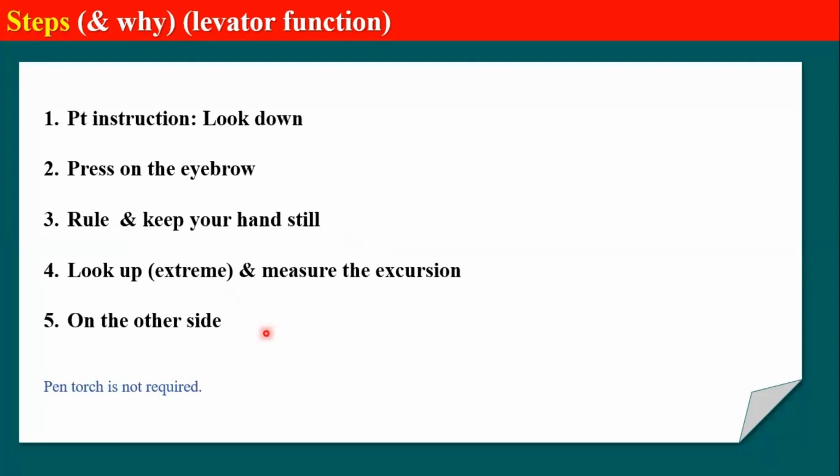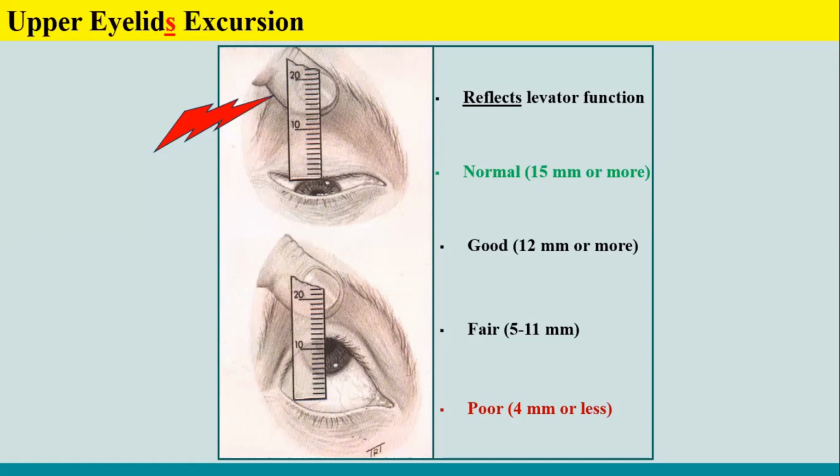And you have to do the same on the other side. Pen torch is not required. And I told you before, if you place your thumb on the eyebrow, focus on the medial two-thirds and don't change the eyebrow position. Don't elevate it or depress it, okay? Because in this diagram from Kanski, you might feel that the examiner is actually elevating the eyebrow. No, you just press the eyebrow against the bone, okay?